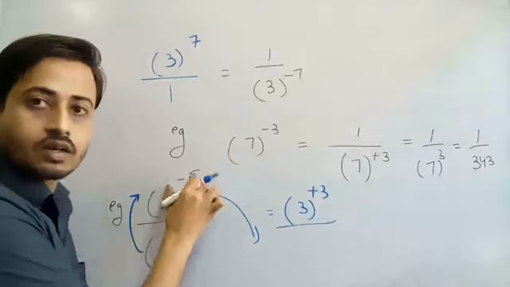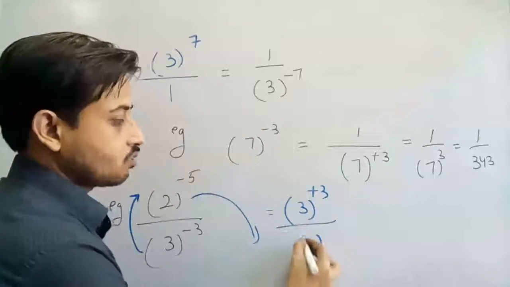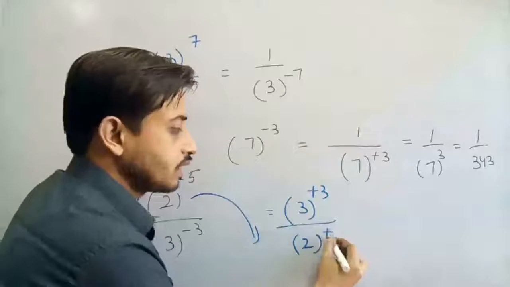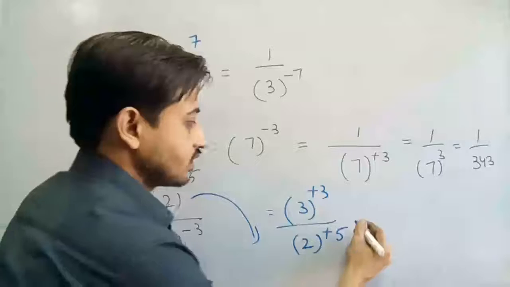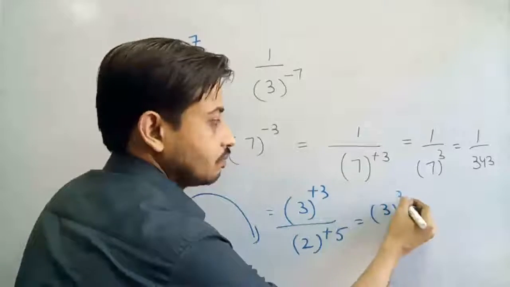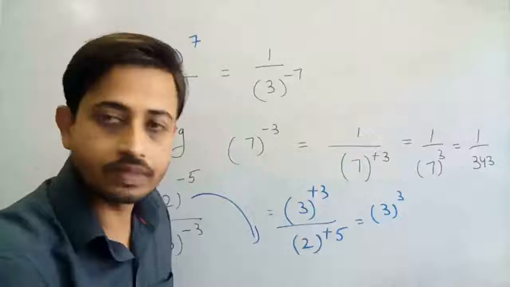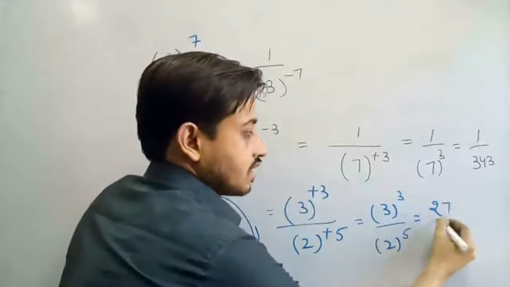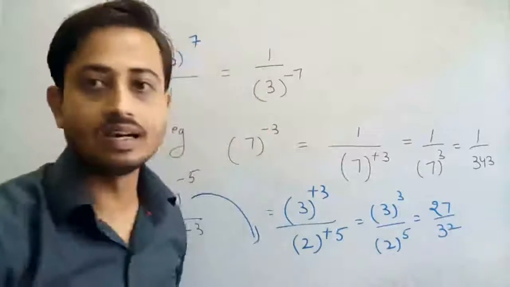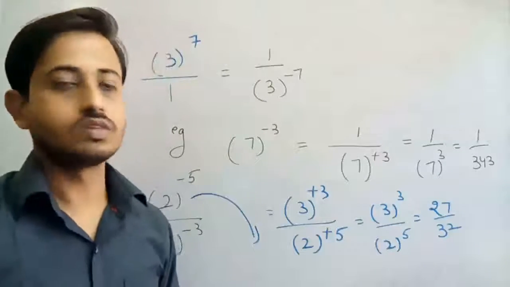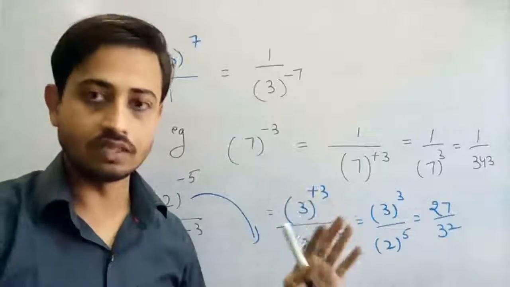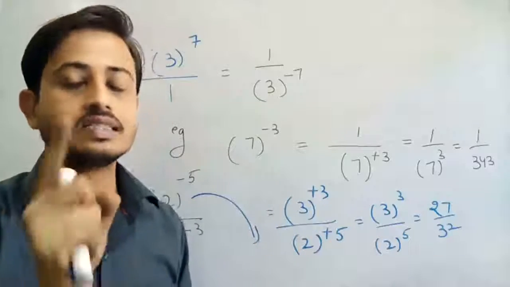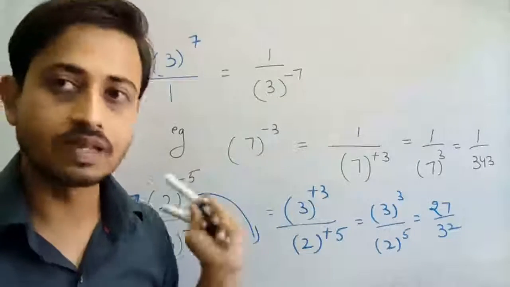Now if I move this part to the denominator, the base is 2. Only the sign of the power changes. The power is negative 5, so this becomes positive 5. So the answer is 3 raised to the power 3, because you can treat positive 3 as 3, and 2 raised to the power 5. So the answer is 27 divided by 32. This is the answer. I hope this is clear to you. It's very easy. If you move the term, the base remains the same, only the sign of the power is changed. Please make a note.